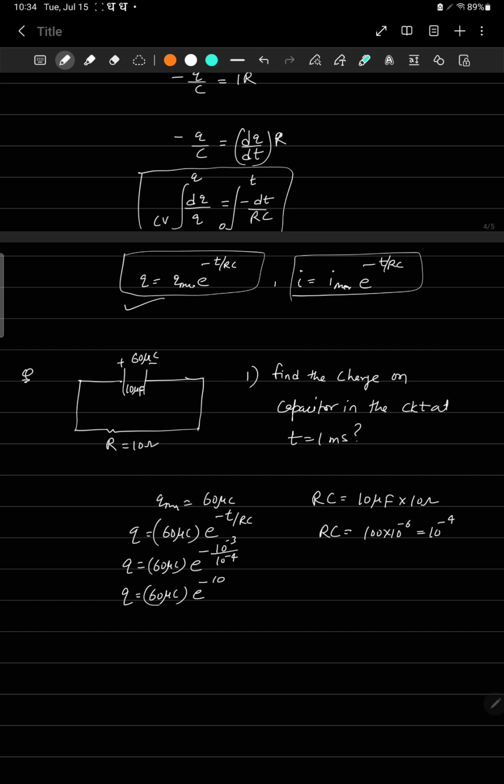In the question, the e to power 10 value is given, which is 20,000. So we'll simply put the value here and solve it. That's it: 60 microcoulomb into 1 by 20,000.